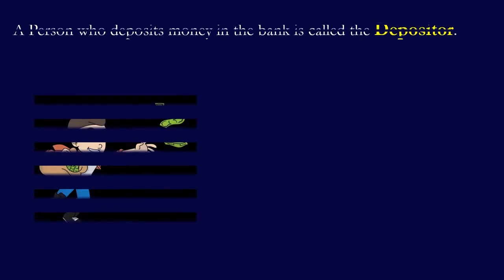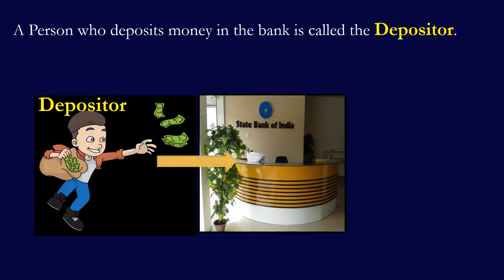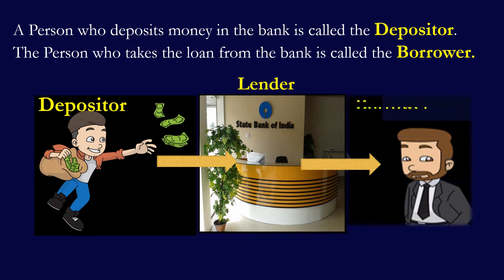You know that a person who deposits money in the bank is called a depositor. And when a bank gives a loan to people, the bank becomes a lender, and the person who takes a loan from the bank is called a borrower. Thus, a person who deposits money in the bank is called the depositor and the person who takes a loan from the bank is called a borrower.